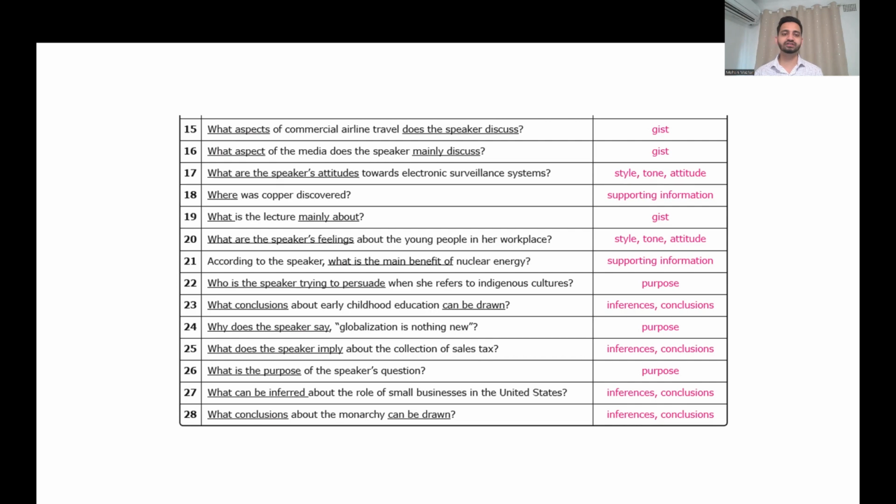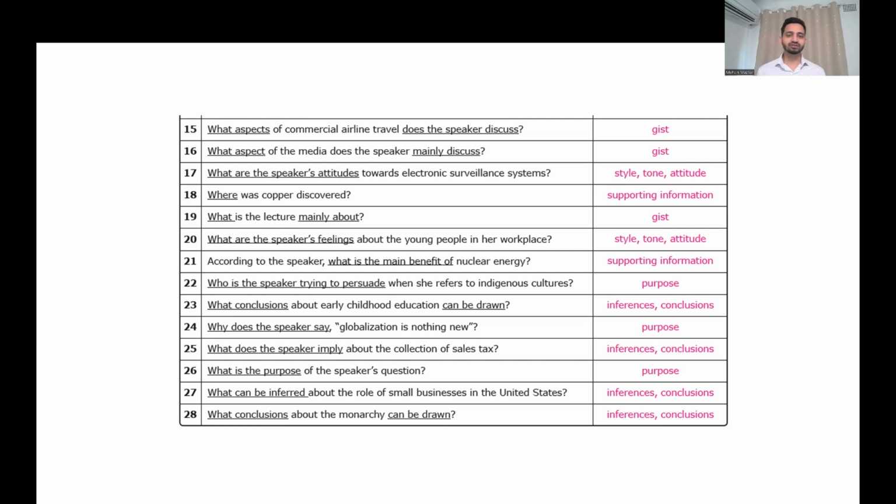Okay, what is the lecture about? It's looking for gist. Again, it's looking for gist. What are the speaker's feelings about the young people in her workplace? Feelings. Speaker's feelings, again, attitude, tone, or style, positive, negative, neutral. According to the speaker, what is the main benefit of nuclear energy? Supporting information, the main benefit of nuclear energy.